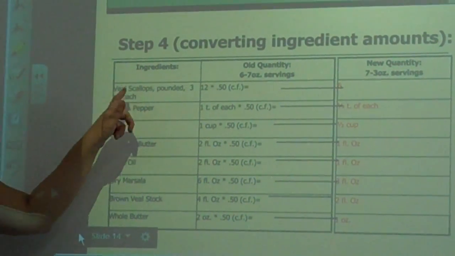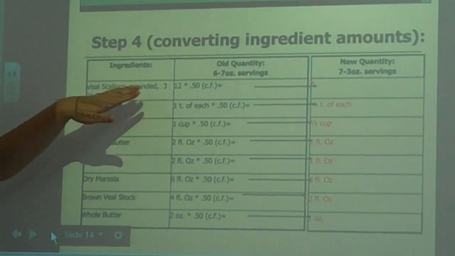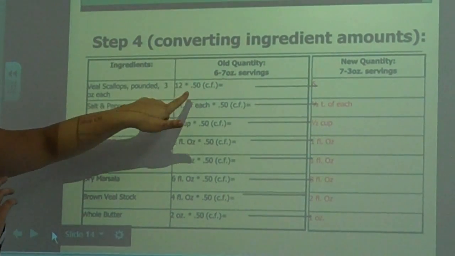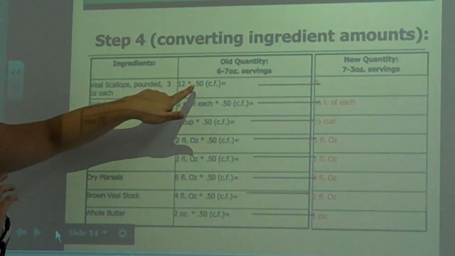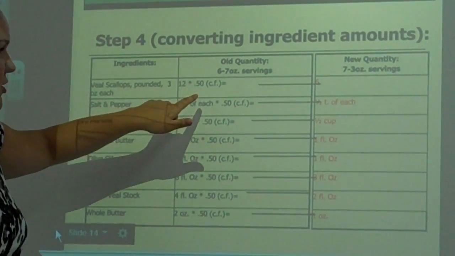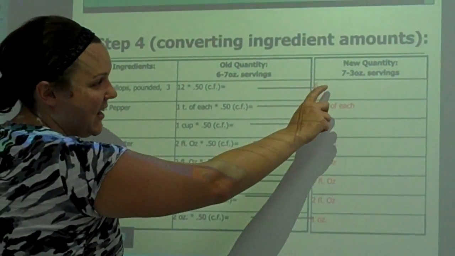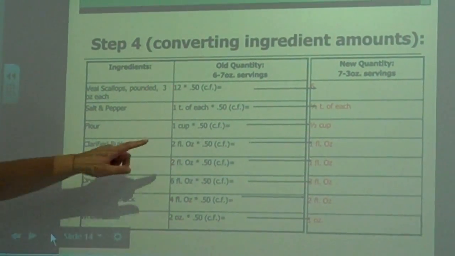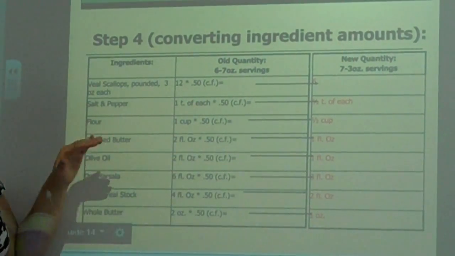So we did that here. So veal scallops, you needed 3 ounces of each. So your old quantity was 12 times 0.5, which is your conversion factor. And then essentially you're dividing this in half. So it's 6. For the salt and pepper, a half teaspoon of each. Flour, 1 cup times 0.5, half cup.